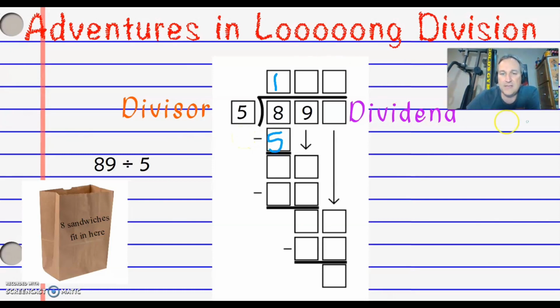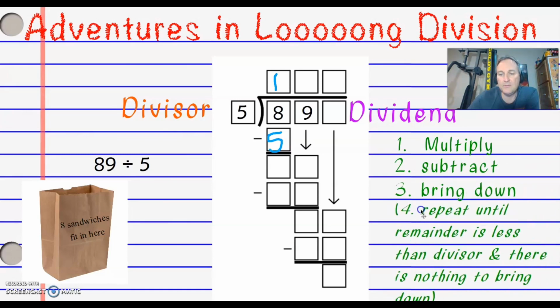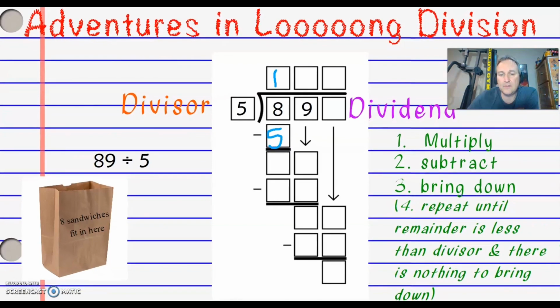And you're going to follow these steps right here. You're going to multiply, subtract, bring down, repeat as necessary. Looks like this. This is the steps you follow. You multiply, you subtract, you bring down, and then you repeat as necessary. Repeat until the remainder, that's this number you get at the very end, is less than the divisor, and there is nothing left to bring down. So I'll show you what that looks like here in a second.